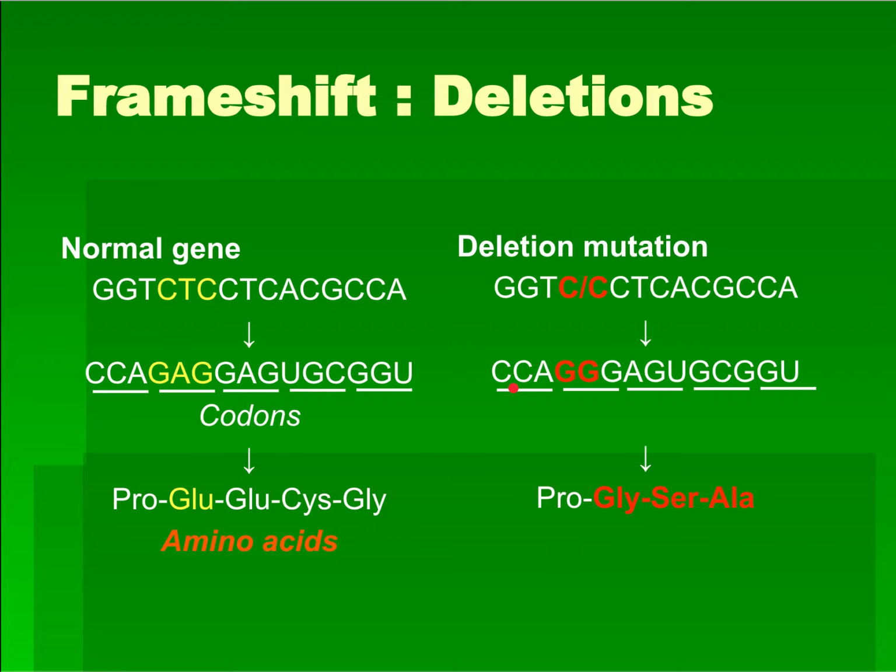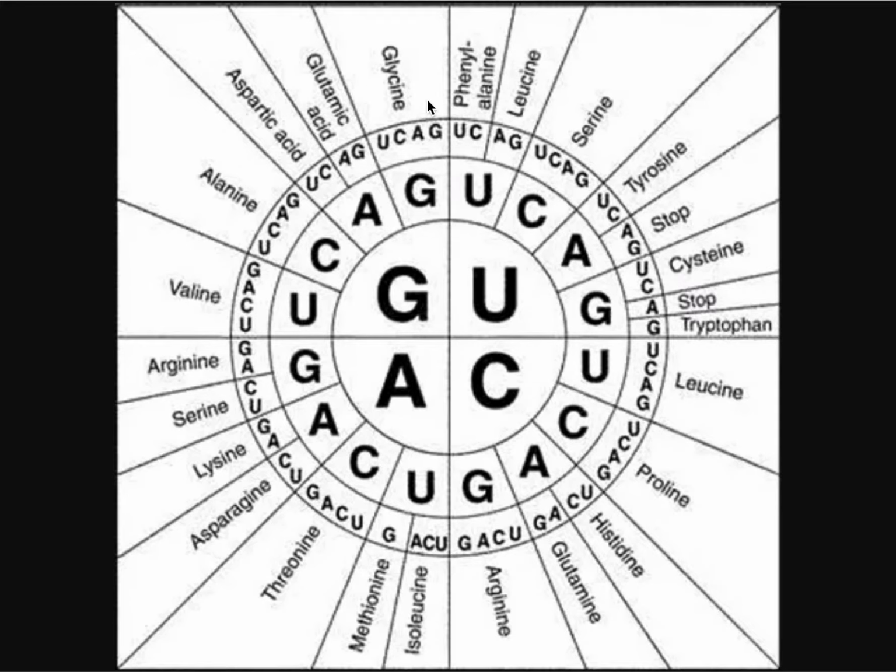So the ribosome doesn't know this. If you take 1 out, it's just going to read the next nucleotide. So in this case, the codon that it's reading is now GGG. What's GGG? GGG, glycine.